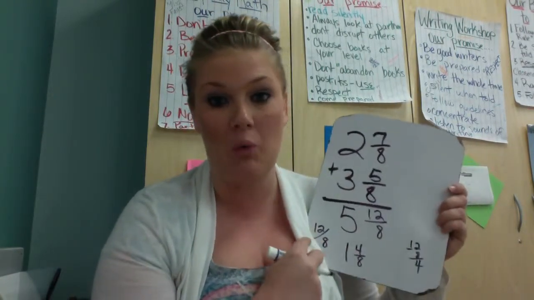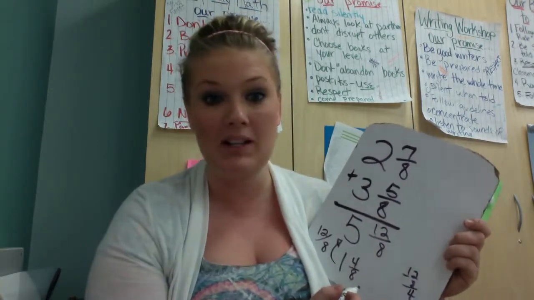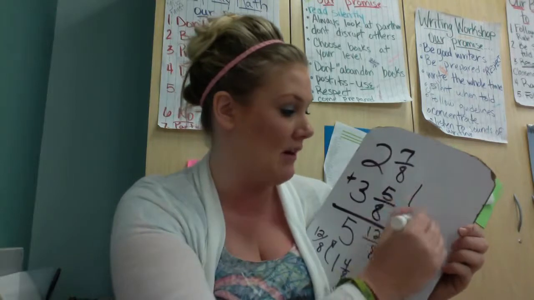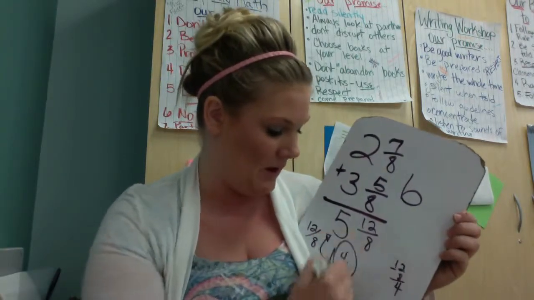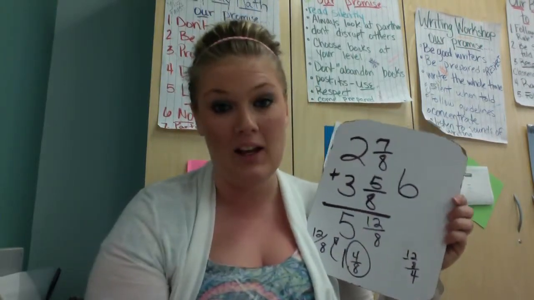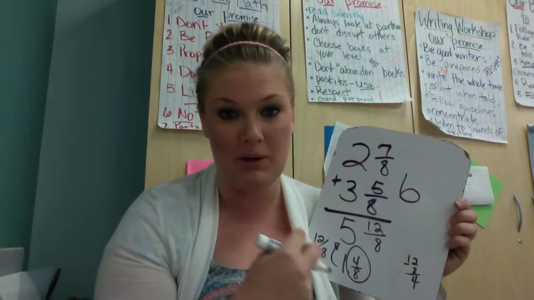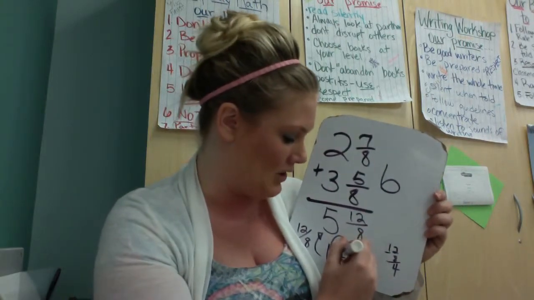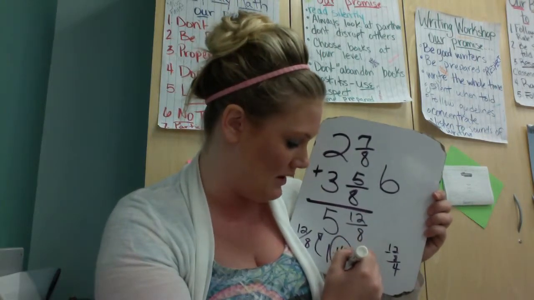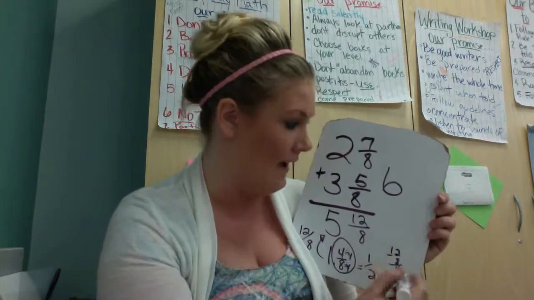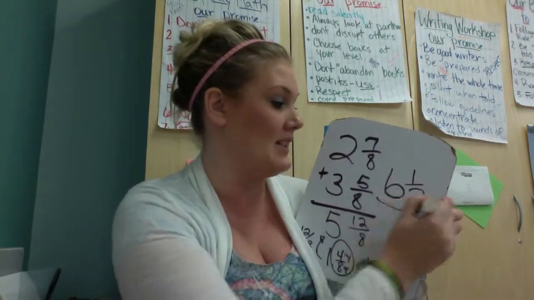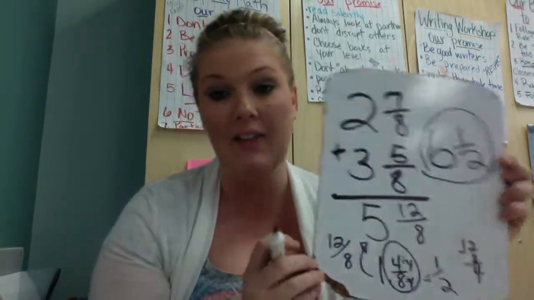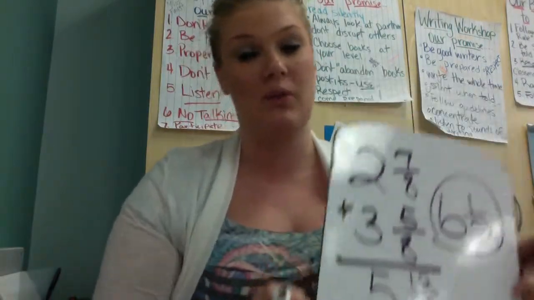So since I took out 1 whole, I need to give that back here because I have to add it to my whole number. So now I have a whole number of 6, and we have 4 eighths left again. Now, we just answered this before, and we found the greatest common factor was 4. So I know that I have to divide each of these by 4, and that gives me 1/2. So my answer is 6 and 1/2, and that is broken down into simplest form.